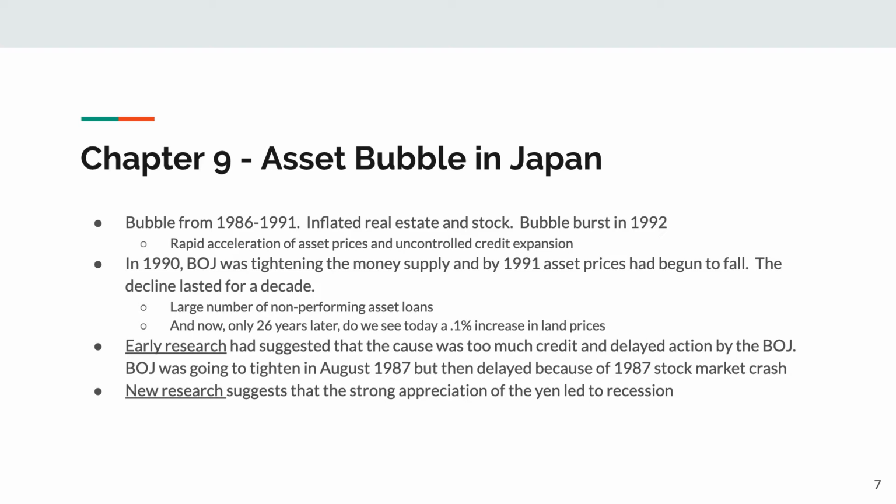1992. And it's only today, about 26, 27 years later, that we see land prices have started to increase from what they were in the 1980s. So I guess if you waited out long enough, you can make back, you can reduce all your losses. Now, what caused this asset bubble? That was in Japan. And it obviously affected Hawaii quite greatly in terms of real estate here.